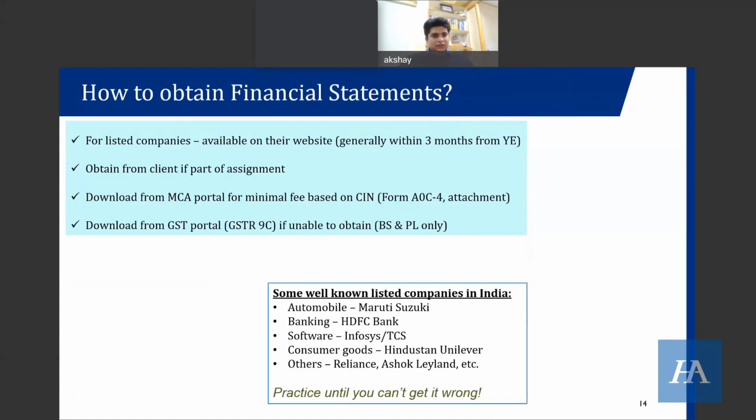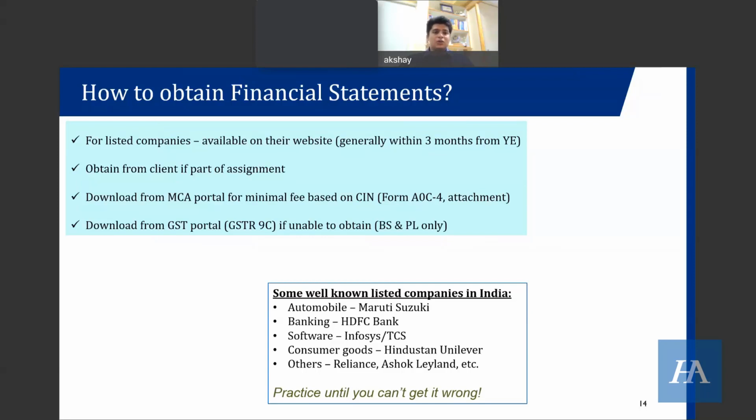So that is it with respect to the reading of financial statements under indirect taxes. So how does one obtain these financial statements? How do I improve my skills on reading financial statements? First thing is, for all listed companies, which are listed on the National Stock Exchange, the details will be available on their website. Generally, this will be available within 3 months of the financial year end. If it is not, and you are already doing these assignments for your entities, obtain it from the client themselves.